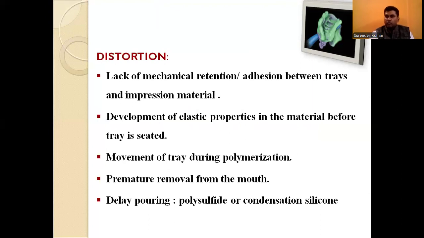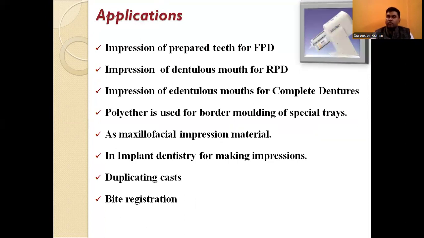Distortion can occur due to lack of mechanical retention or adhesion between the trays and the impression materials, or development of elastic properties in the material before the tray is seated. That means you might have reached the setting time before the tray is seated. Movement of the tray during polymerization, premature removal from the mouth, and delayed pouring in the case of polysulfide or condensation silicones might lead to distortion.